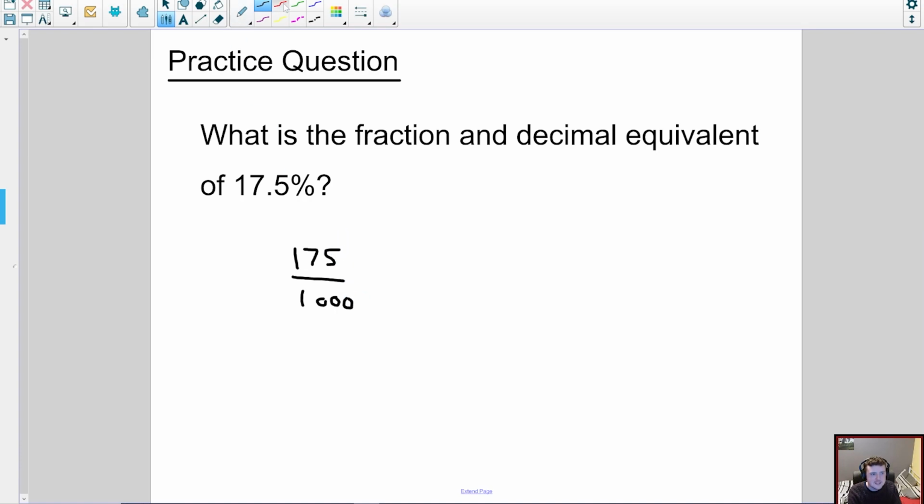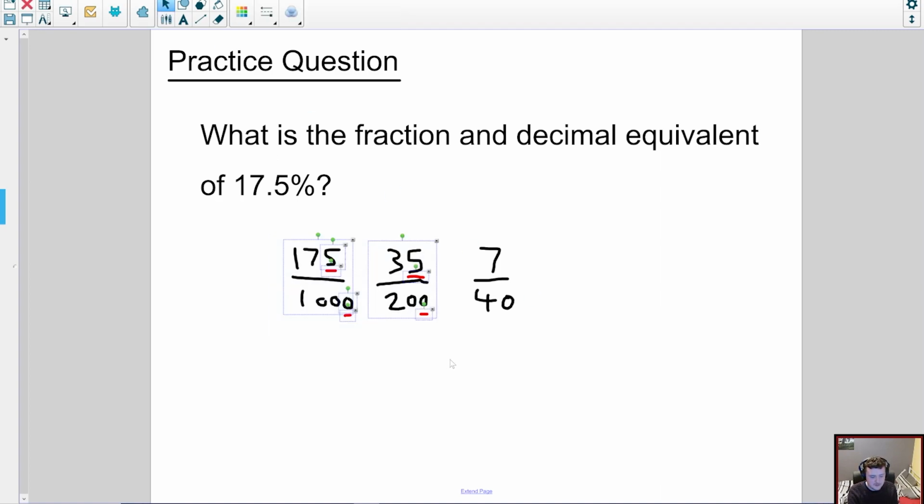Okay, then I see that both end in a 5 or 0, so I'm going to divide them both by 5. If we divide these both by 5, I'm going to have 35, and I'm going to have 200. And then if I simplify this again by 5, because again they end in 5 and 0, we're going to have 7, and we're going to have 40. Okay, so that's going to be my fraction. It's going to be 7 out of 40.